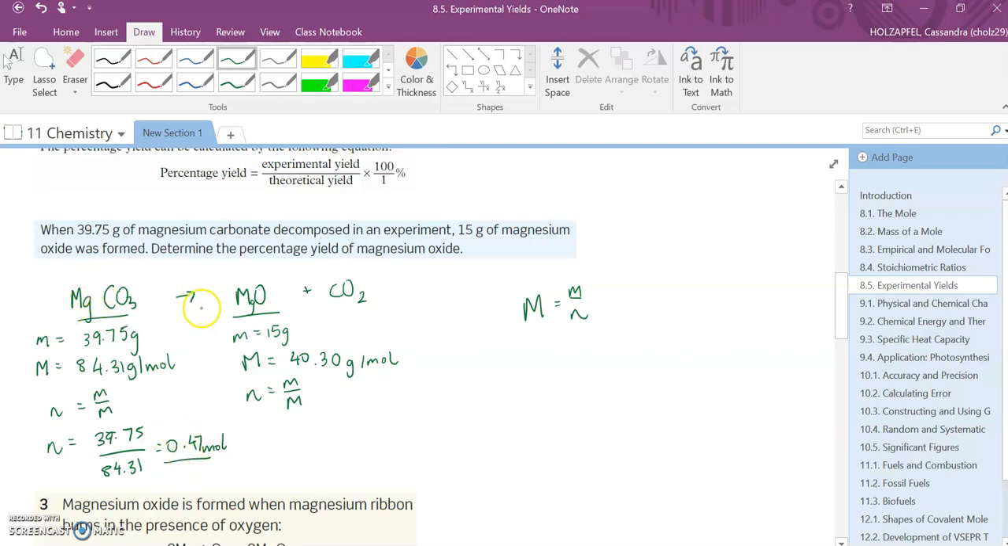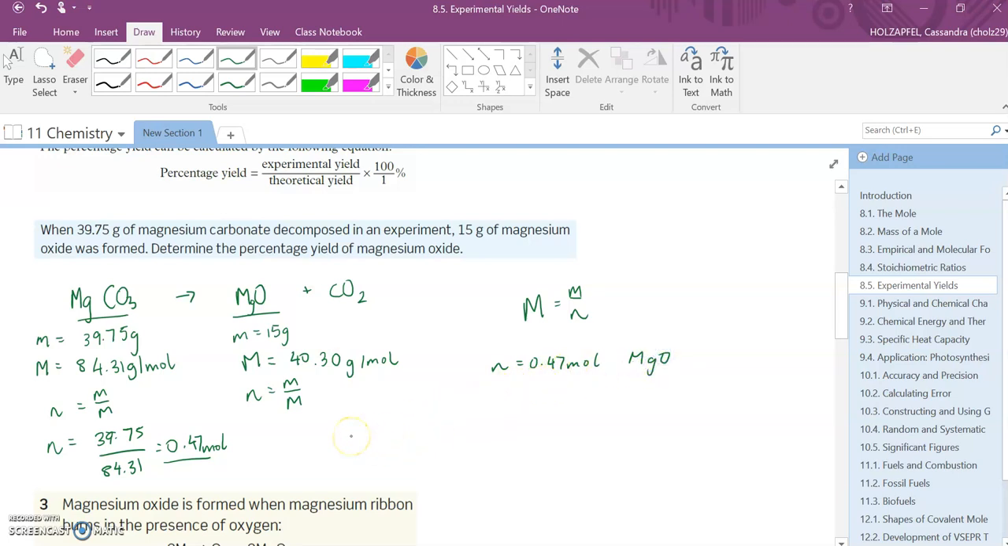Now just quickly, because we already balanced this, we know that this is reacting in a 1-to-1 ratio. So what I'm actually expecting, I'm expecting to produce 0.47 moles of this as well. So I'm going to write this over here. I'm expecting that I'm going to get 0.47 moles of magnesium oxide.